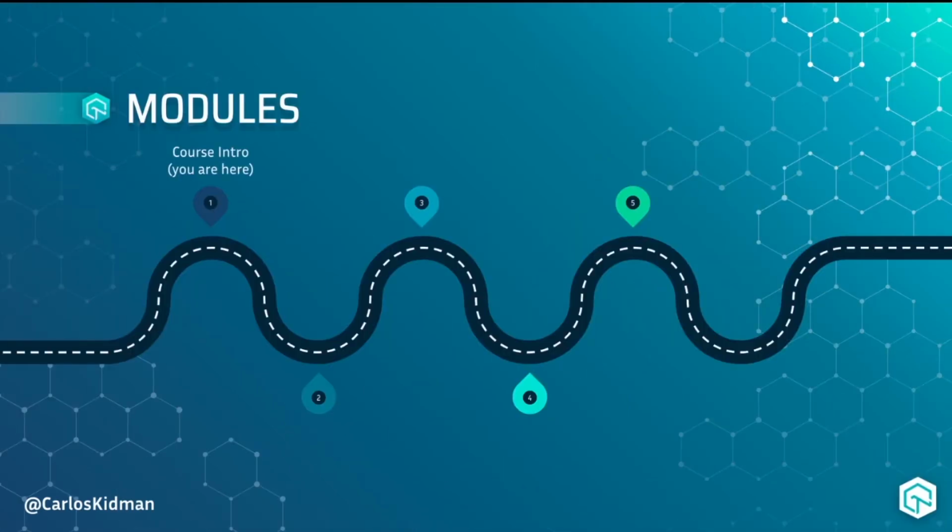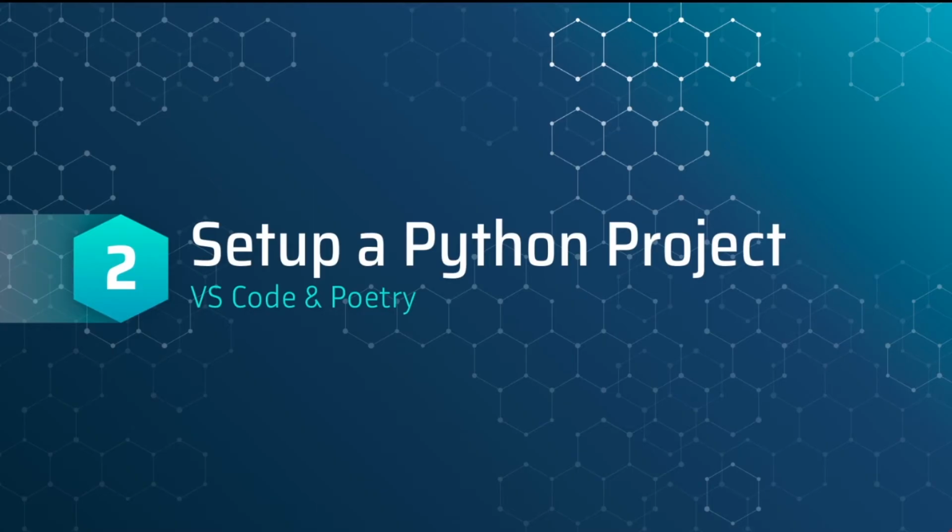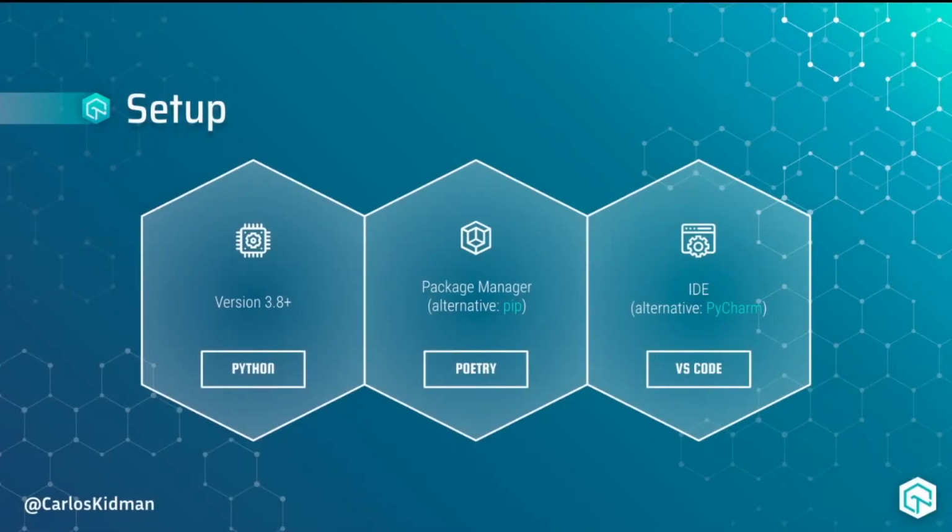Now that we know more about LambdaTest, it's time to set up our machine and project for Python development. I'll share a simplified version of my setup so you can follow along with me in the course. The main setup consists of Python version 3.8 or higher, Poetry, which is a package manager that I use instead of pip, and VS Code. Note, you are welcome to use your own setup, like using PyCharm as your IDE, for example.